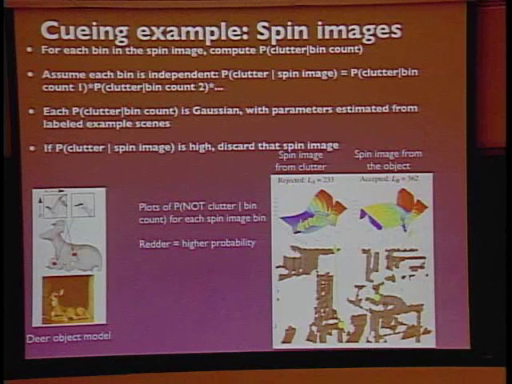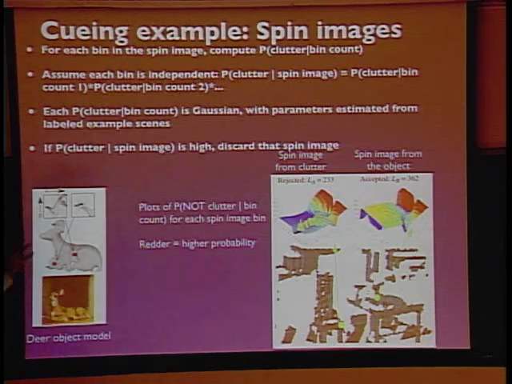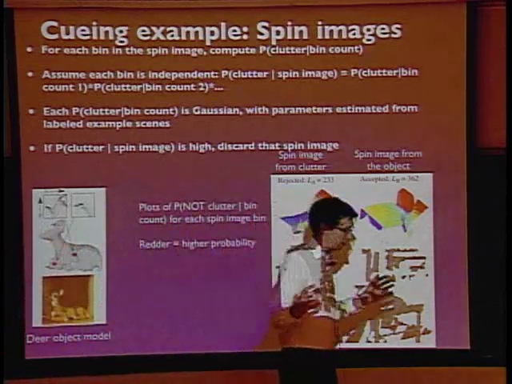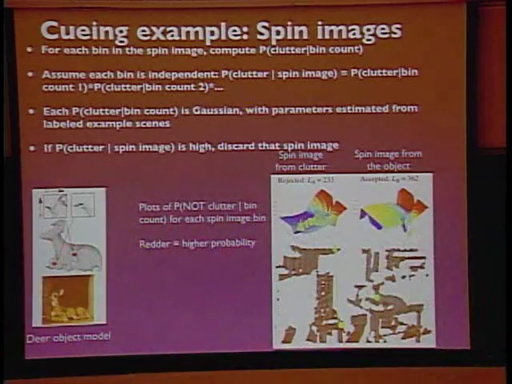Here's an example where I did this in my first year as a grad student. I had an object model of a deer that's shown over here, and I took a large panoramic 3D scan of a scene that included the deer in it. The particular classifier I used took each bin in my spin image independently and looked at the range of plausible values for that bin, and tried to decide whether each bin individually looked like it might be part of the object model or not.